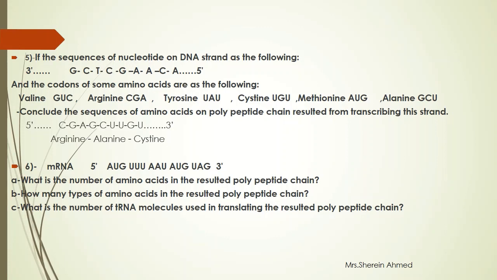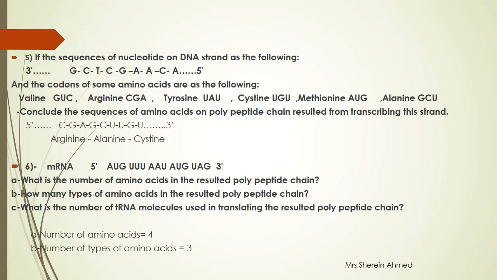Now, we have a messenger RNA molecule. What is the number of amino acids resulting from the translation of this messenger RNA? Let's count them. But you should observe the last one, UAG, so it's not counted. It is the stop codon, so the number is 4. How many types of amino acids? We have here a repetition. AUG is repeated twice, so the number of types is 3.